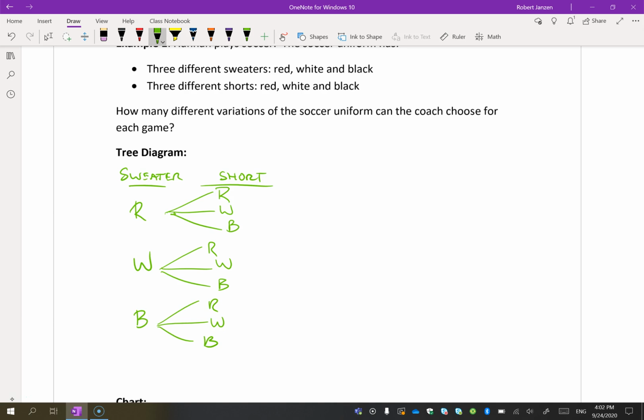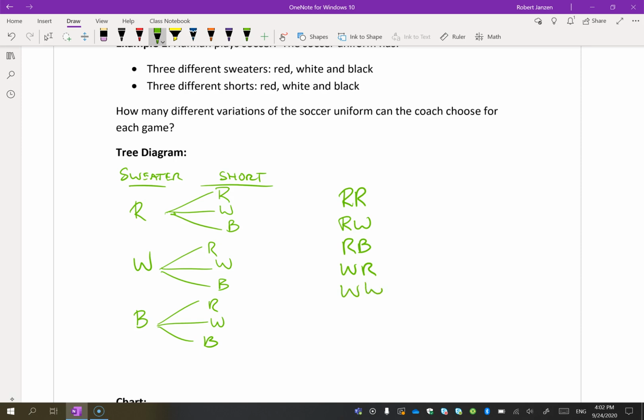Okay? So it says how many different variations of the uniform could there be? Let's list the sample space. We could have red, red. We could have red, white. We could have red, black. We could have white, red. Now, is that the same as this? It's not, because one's short and one's a sweater.